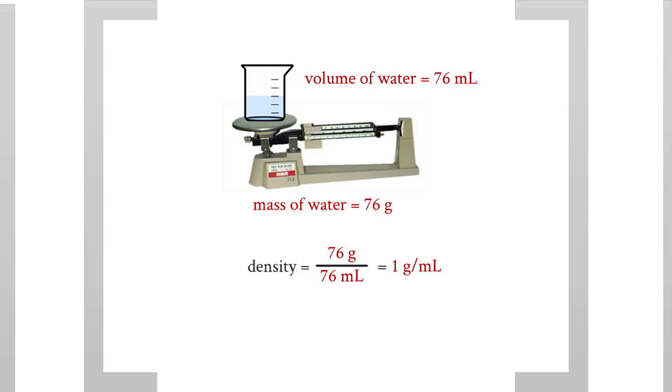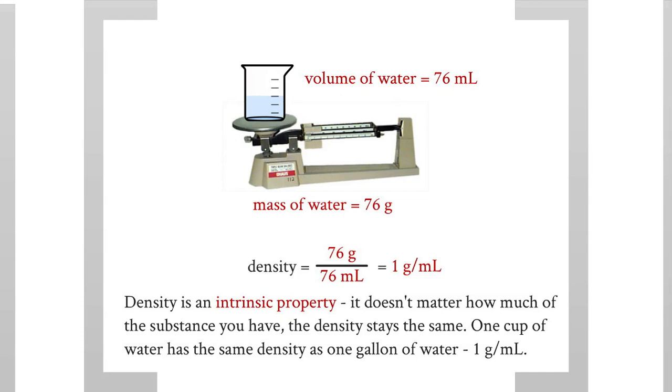And that is because density is an intrinsic property. It doesn't matter how much of the substance you have, the density stays the same. 1 cup of water has the same density as 1 gallon of water, 1 gram per mil. So no matter where you go in the universe, if you find water and you calculate its density, whether you use a little drop or whether you use a whole bucket, if you take the mass of your water and you divide it by the amount of space that it takes up, it will always be 1 gram per milliliter. That is the density of water.